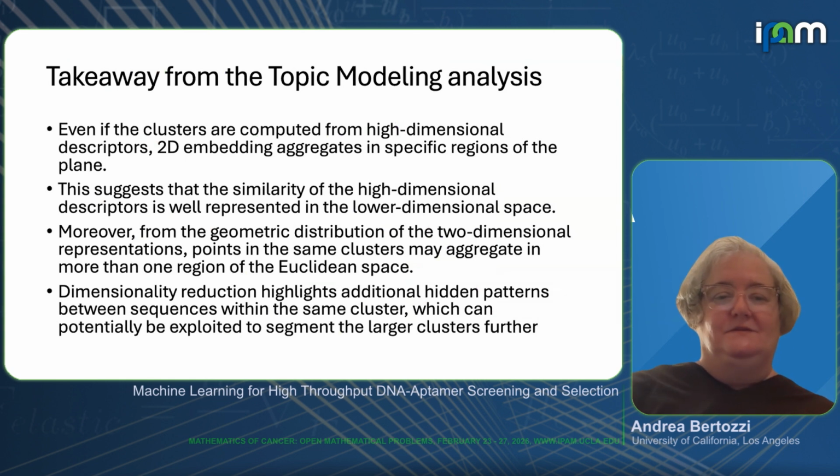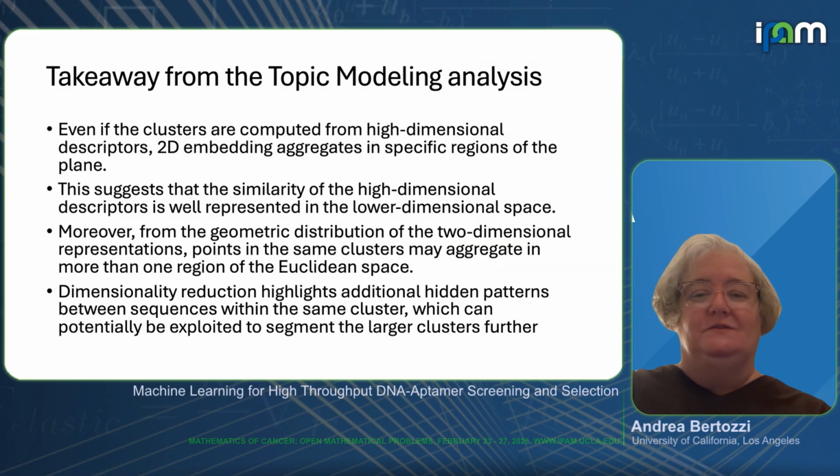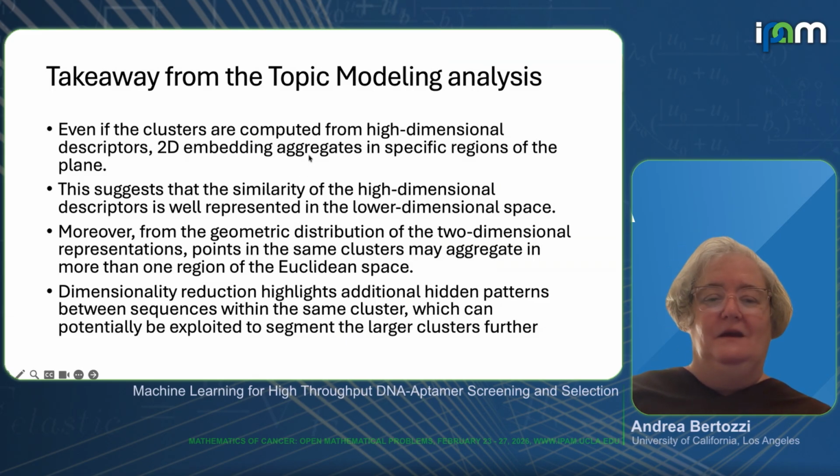So the takeaway from the topic modeling analysis is that even if the clusters are computed from high-dimensional descriptors, the two-dimensional embedding aggregates in specific regions of the plane. This suggests that the similarity of the high-dimensional descriptors is well represented in the low-dimensional space. Moreover, the points in the same cluster may aggregate in more than one region of Euclidean space. So the dimensionality reduction highlights additional hidden patterns between the sequences within the same cluster, which can potentially be exploited to segment the larger clusters further.